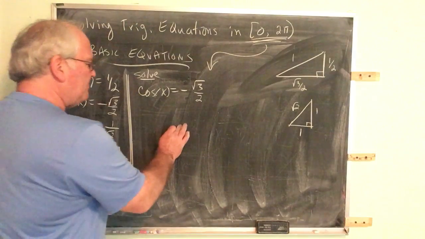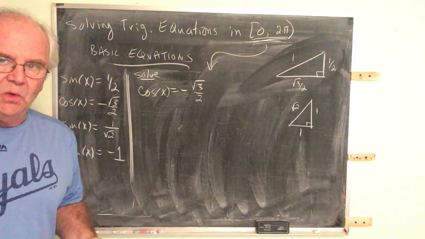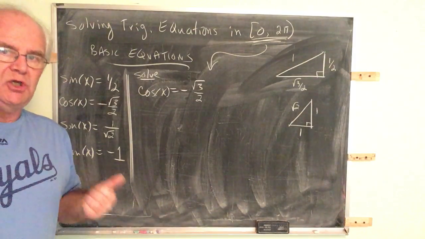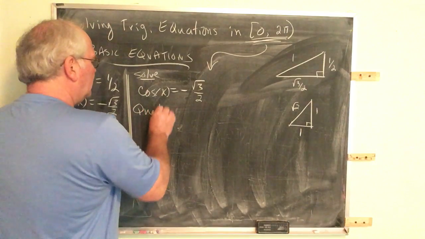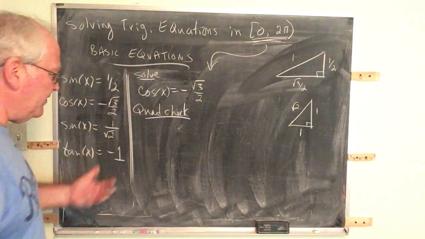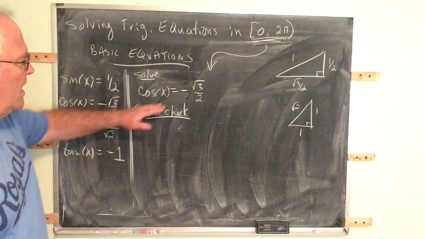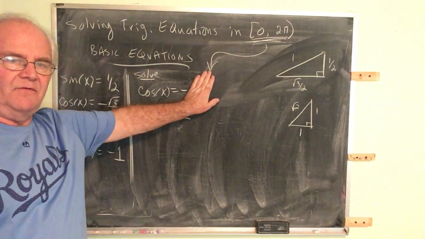All right, so which happens first? The reference angle or the quadrant check? What's our rule? The rule is alphabetical order. Q comes before R, quadrant check, and then the reference angle. So quadrant check. And with the quadrant check, we don't care about this root 3 over 2. All we care about is the negative.